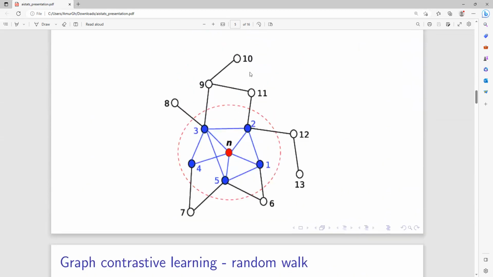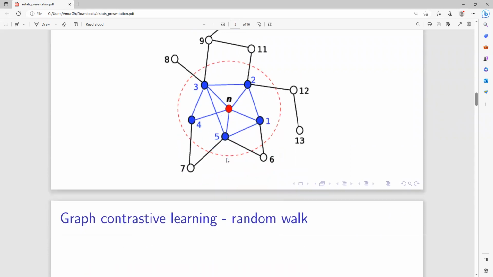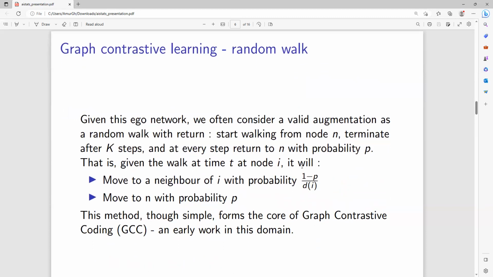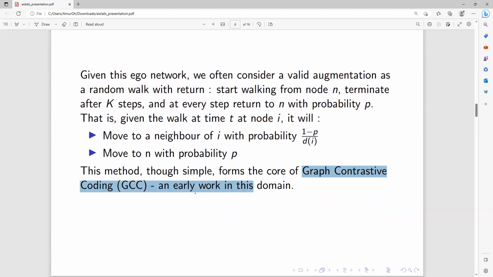So here we could also move back to n from 10, by the way, if the ego network goes up to 10. So we don't need to be next to n to return to n. So this return probability is often quite high. The core work in this domain is graph contrastive coding, but the return probability p in this, as far as I remember, is 0.8, which is quite high.